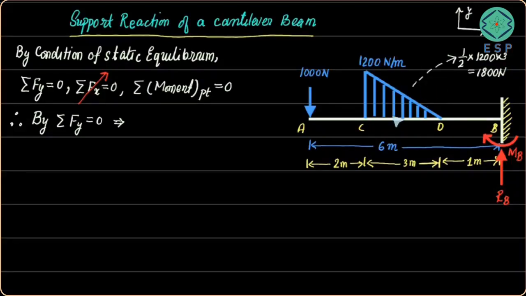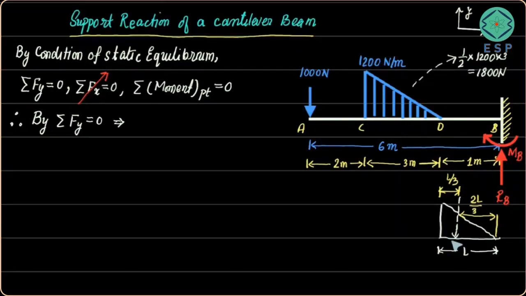So we have converted this triangular or uniformly varying loading into a point load, and it will always act from the base at a distance of length by 3. If it is a point load, where is it going to act? If this length is L, this length will be L by 3, and this distance will be 2L by 3. This way we write down the location where the point load is going to act.